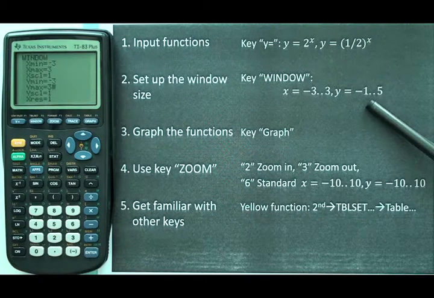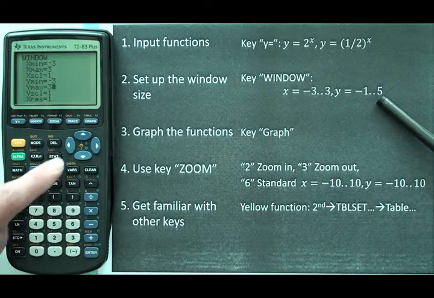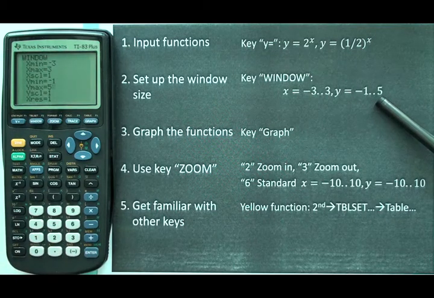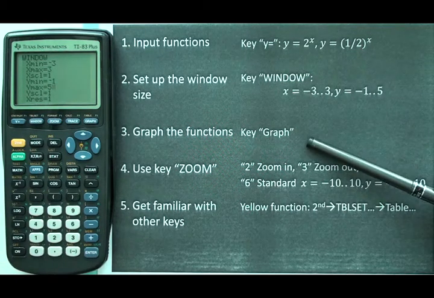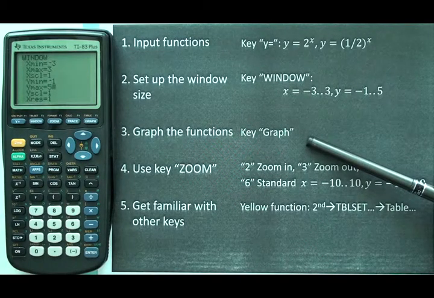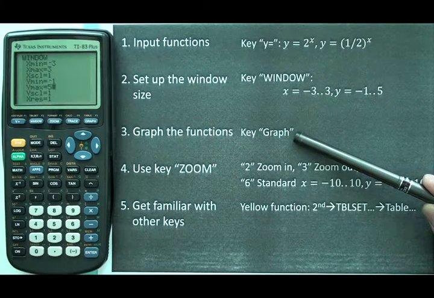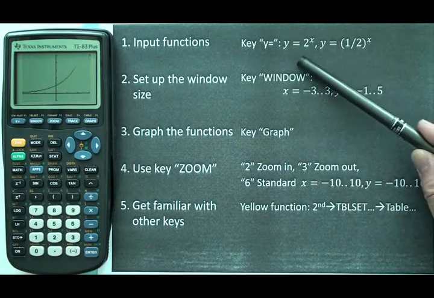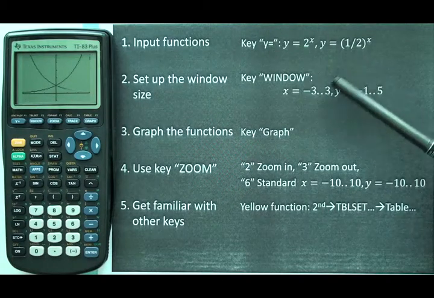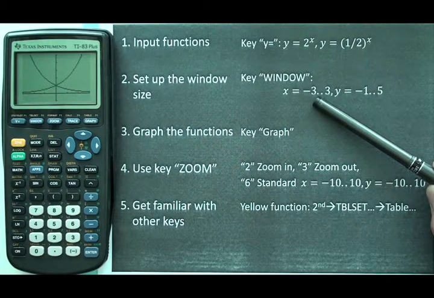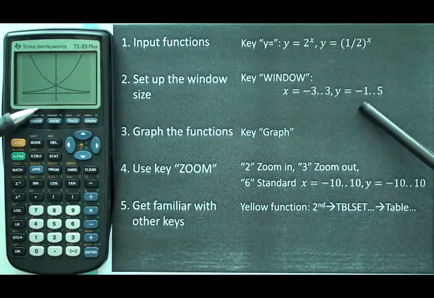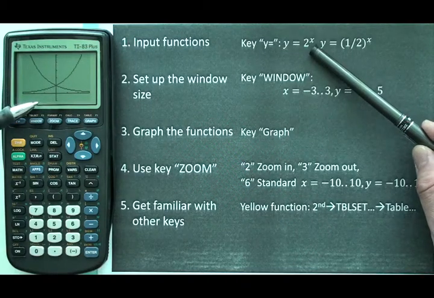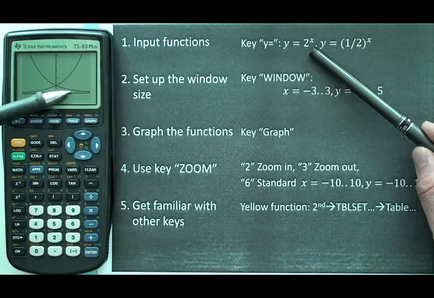Oh, right down here it should be -1 to +5, so you move it up. So it's -1, +5. Okay. Now, step 3 is to graph using the key graph to graph the function. So you hit enter. You have the graphs of these two functions. Very easy. See, x is from -3 to +3, and y is from -1 to +5. The first equation, y equals 2 to the x, is this one. The second one is this one, right here.